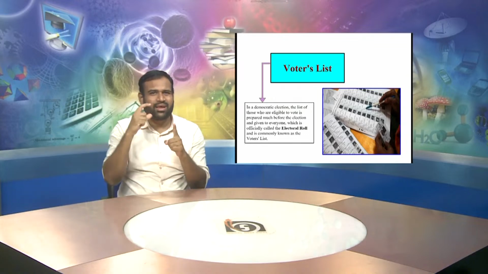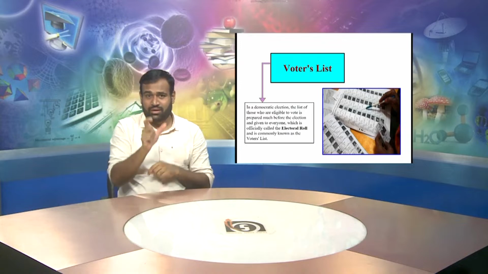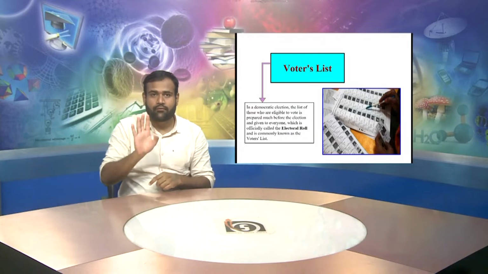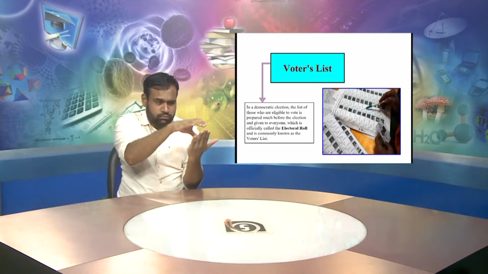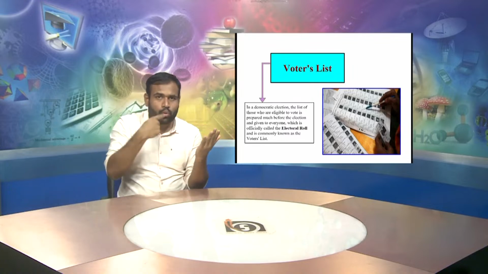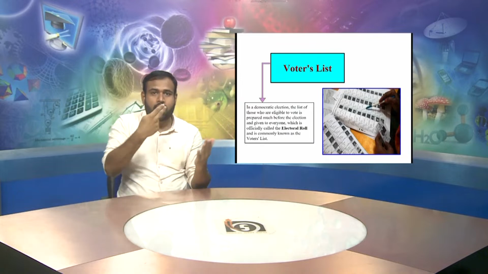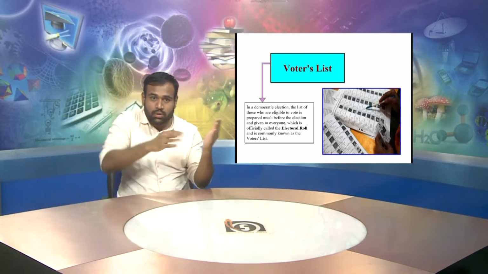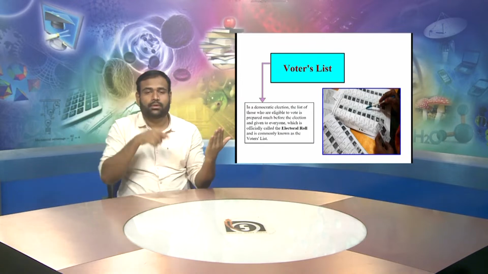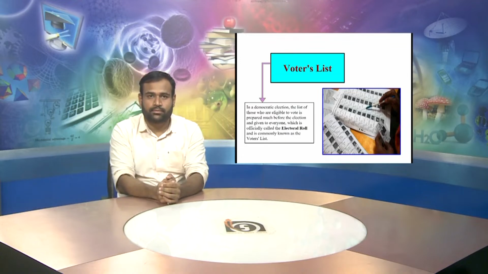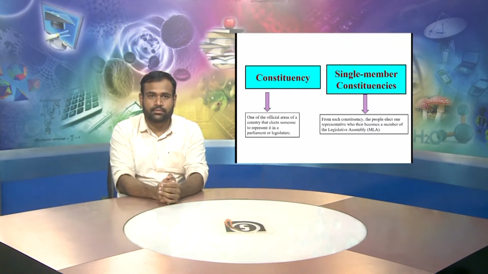Voters list. In a democratic election, the list of those who are eligible to vote is prepared much before the election and given to everyone, which is officially called the electoral roll and is commonly known as the voters list.